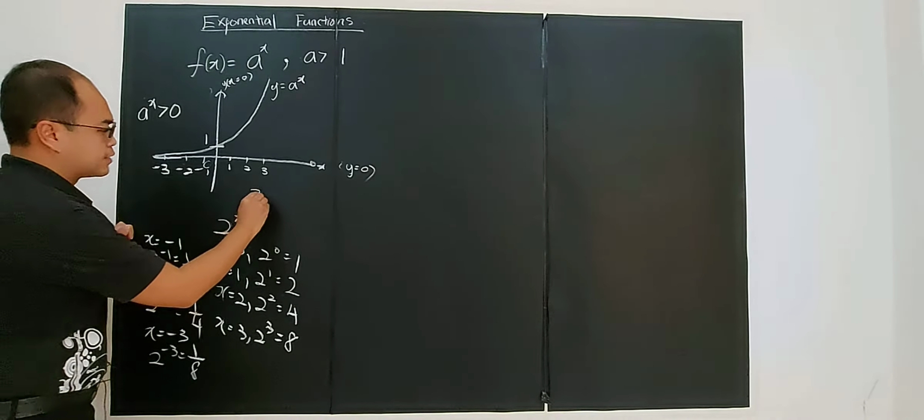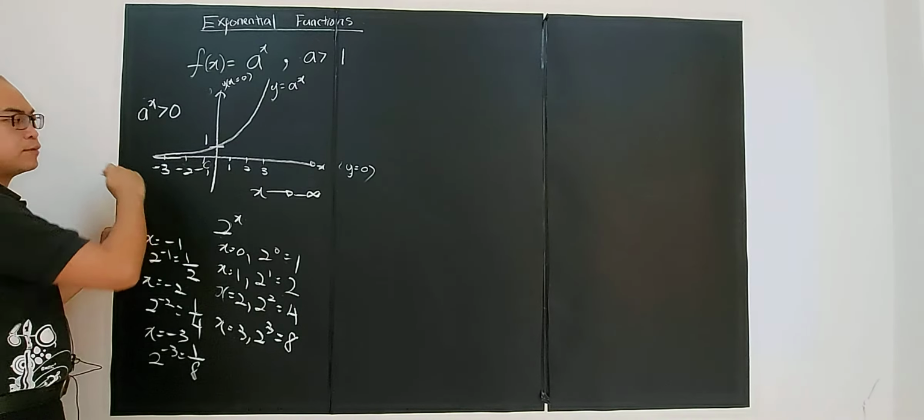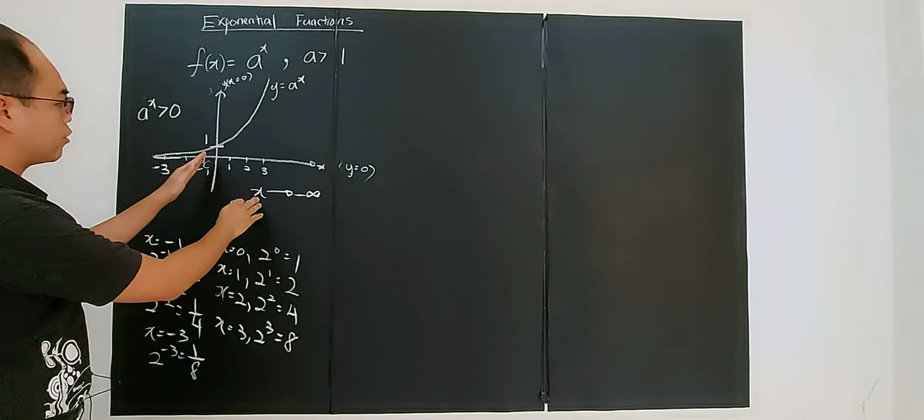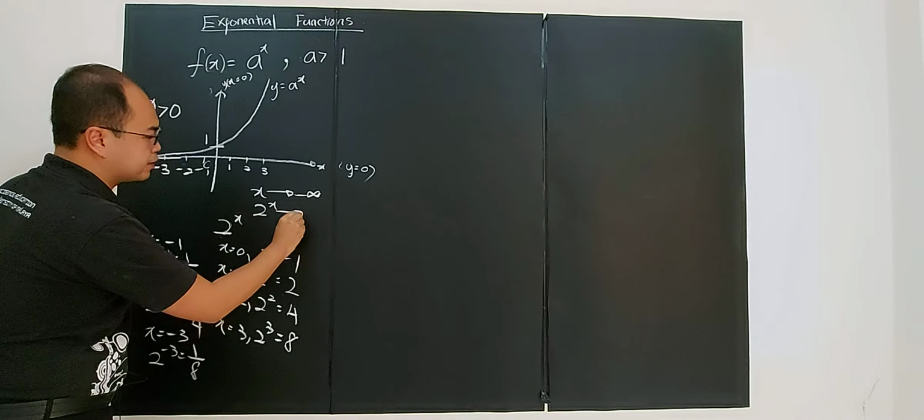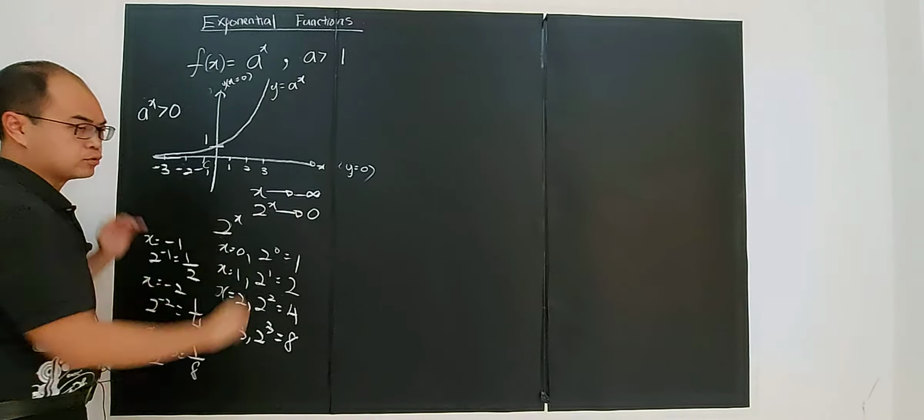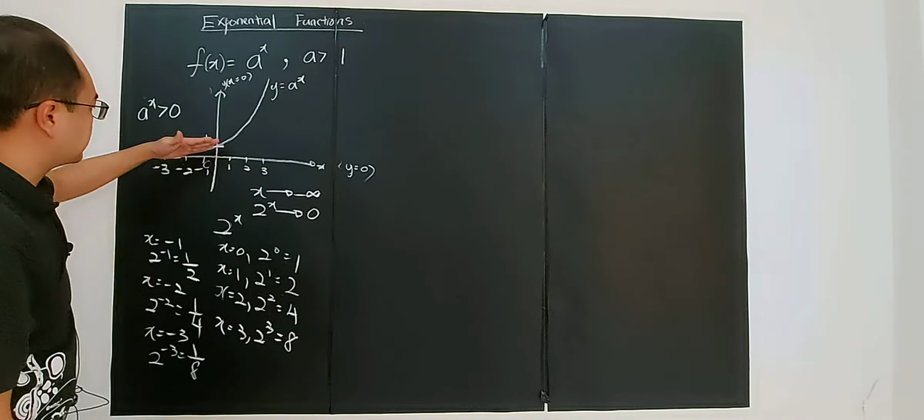It means that as x approaches -infinity, the negative infinity means that the value of x is getting more negative, the 2 to the power of x is getting nearer to 0, but will never equal 0. This will never equal 0. Alright? But it gets nearer to 0.